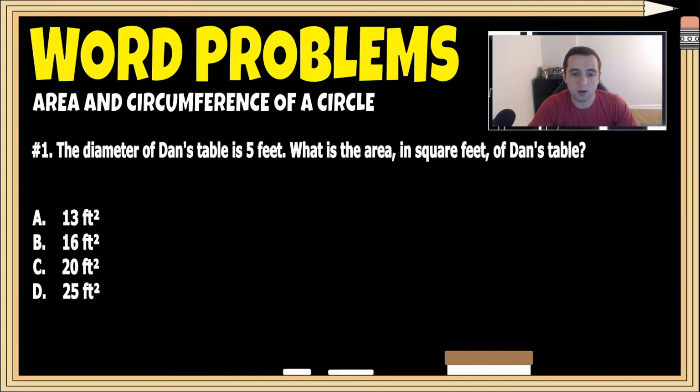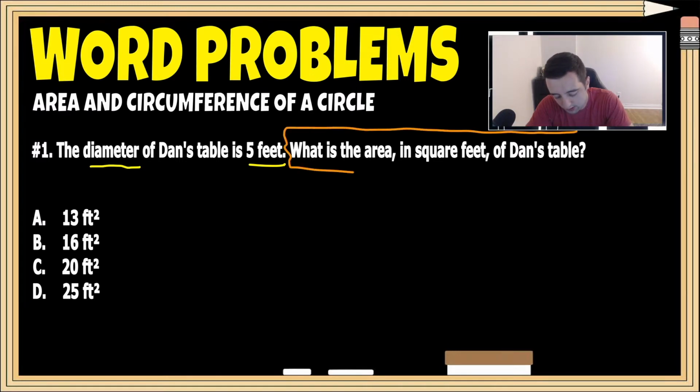It says the diameter of Dan's table is 5 feet. What is the area in square feet of Dan's table? Just by reading that, there are a couple of things that I think are important to underline here. The first one is the diameter, or the full length of the circle, is 5 feet. Another important thing is really the question. What are you trying to solve here? It says, what is the area in square feet of Dan's table? So I'm going to box that question in, and then I'm also going to circle what I'm solving for, which is area.